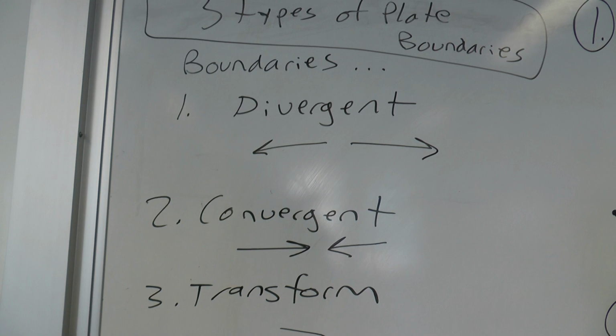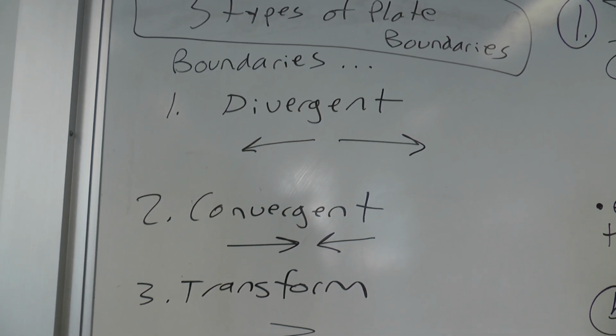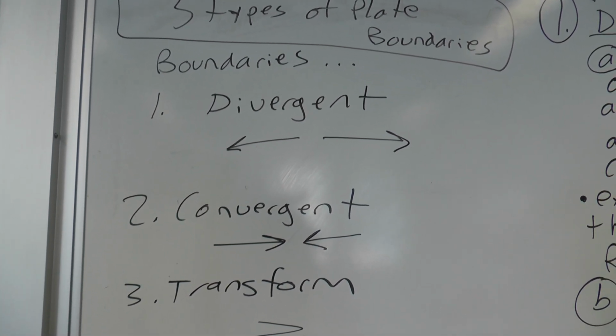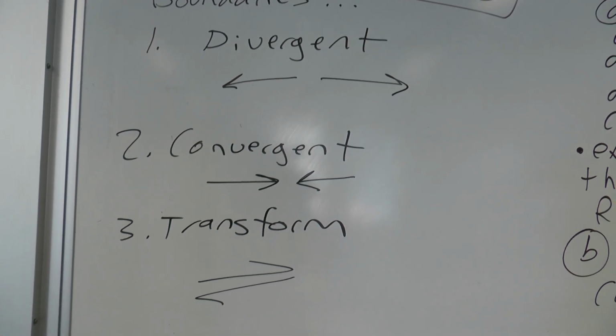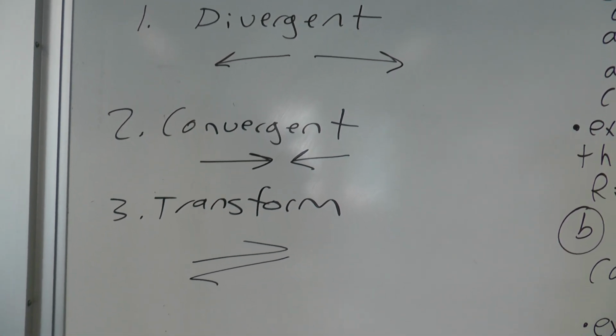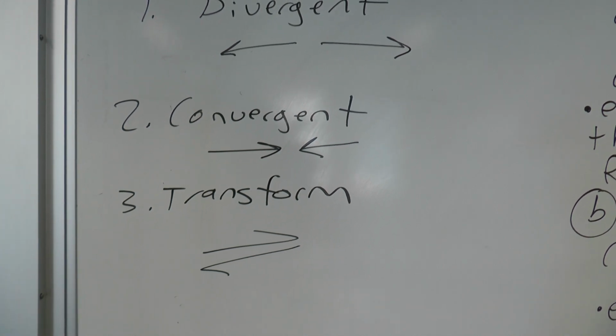Number one, we have divergent boundaries. Notice the arrows moving apart. This is where we have plates separating from each other. Number two, we have convergent boundaries. Notice the arrows moving towards each other. These, of course, will be where plates are converging.